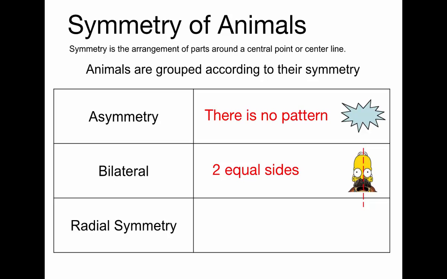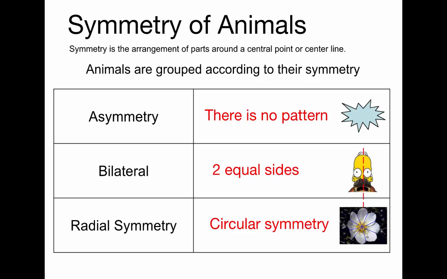And then there's radial symmetry. Anyone want to tell me, what do you think radial symmetry is, Jenna? It's equal on 4 sides. Yeah, it could be 4 or even 8. It's really a circular pattern, circular symmetry. For example, a flower has radial symmetry. It's organized in a circular pattern. And you could draw several lines through that flower, splitting it into equal parts.